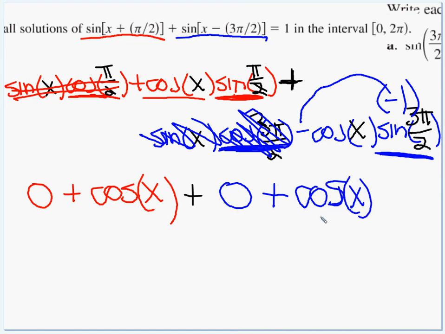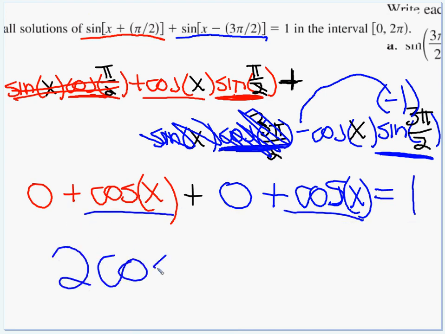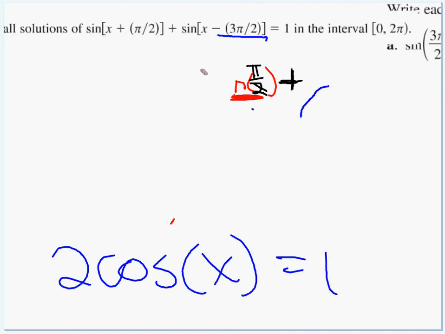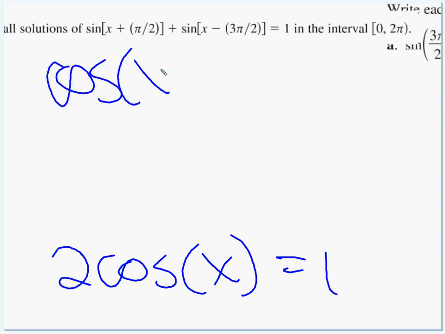That is an x. There we go. And this is equal to positive 1. So cos plus cos are 2 coses, and that's equal to 1. And then we're going to divide both sides by 2. So cos of x is equal to a half.